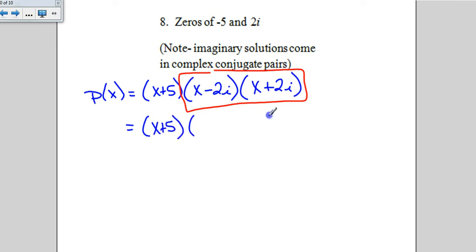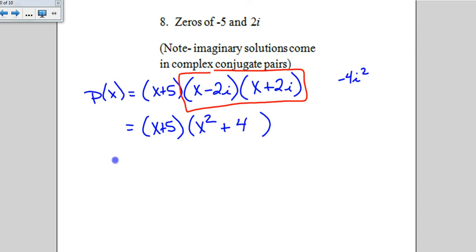And then remember, conjugates multiplied together are really quite nice. X times x is x squared. I know the outer and the inner are going to cancel, so I'm not going to bother writing them. But we have negative 2i times a positive 2i, which gives us a negative 4i squared. Well, negative 4 times an i squared is really negative 4 times negative 1, excuse me, so that becomes a plus 4.